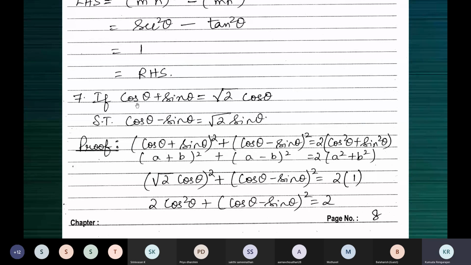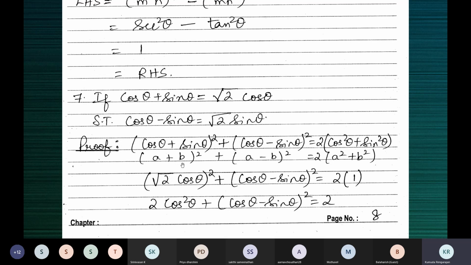So here we are given that cos theta plus sin theta is root 2 cos theta. And we have to show that cos theta minus sin theta is root 2 sin theta. Well, we are given cos theta plus sin theta and asked to find cos theta minus sin theta. So you can connect this in an identity.